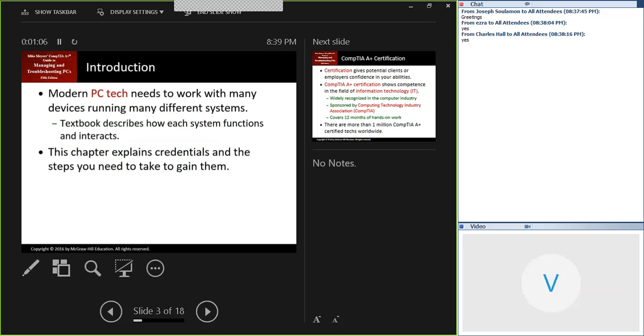The modern PC tech needs to work with many devices running many different systems. The textbook describes how each system functions and interacts, and this chapter explains the credentials and the steps you need to take to gain them. So we know that when it comes to A+ certification, it covers everything from desktops to laptops. It has a lot more of the tablets and mobile phone information than the previous version. It also has some of the Linux and Apple stuff that wasn't included in the 801 series.